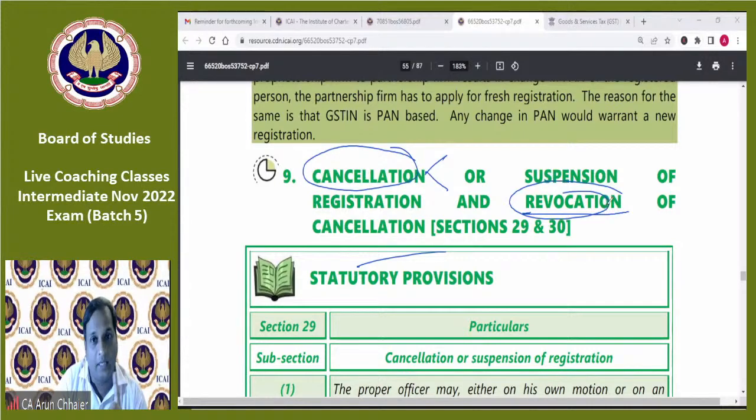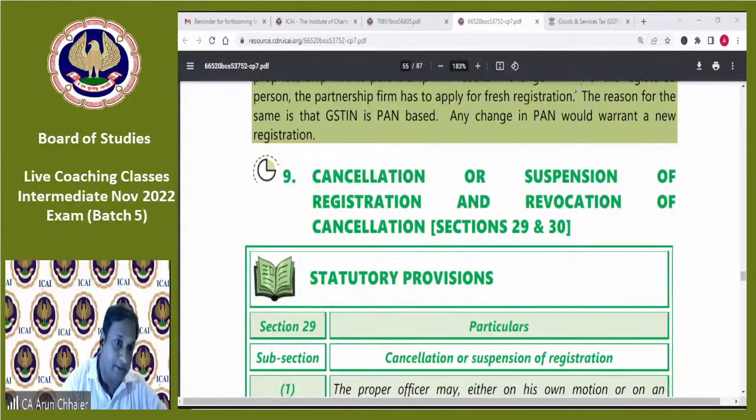Revocation means I received an order from the officer regarding cancellation because of some reason. Now I would like to activate that GST number again, which has been cancelled. I would like to activate my GST number. So that is called revocation. We'll discuss after the break. Let me take the question.